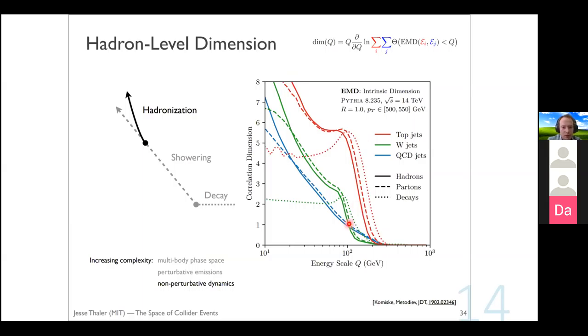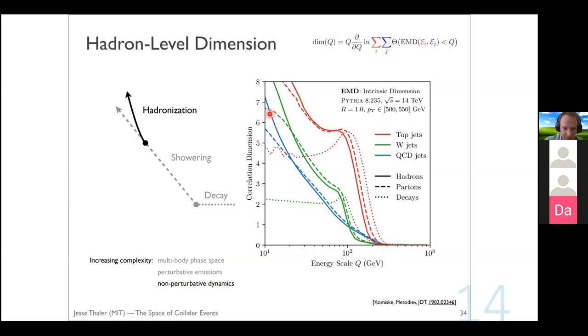Thank you. Now, you see for the W, at around the W mass, you have a dimensionality of around two, which is the angle of the two prongs and the relative energy sharing. And then QCD jets don't have any peak. And all of them, as you go to lower and lower energies, you get this scaling of dimensionality.